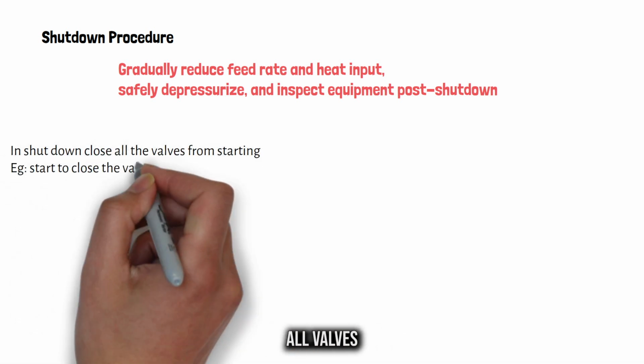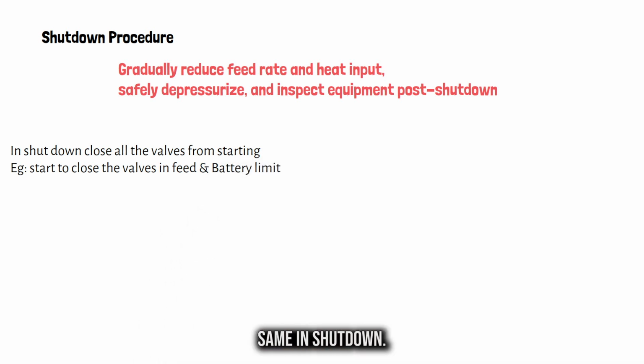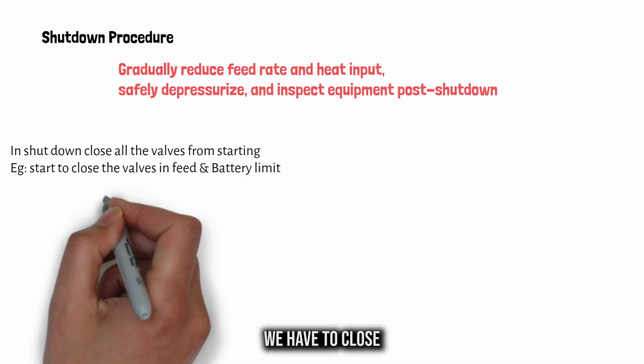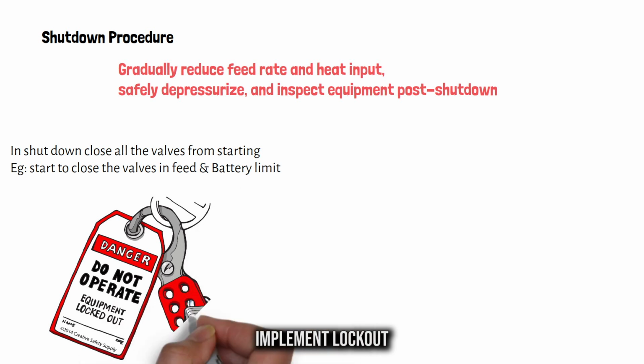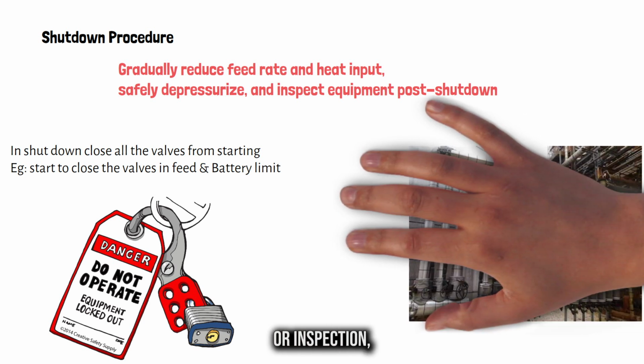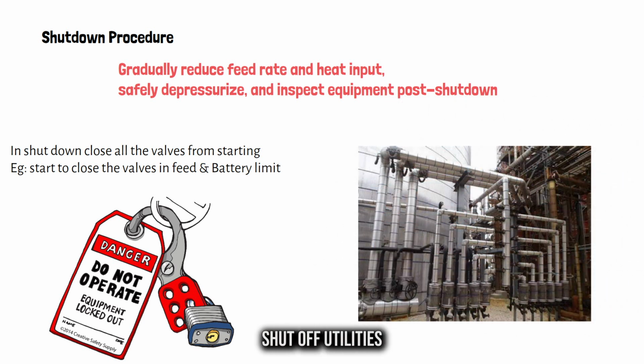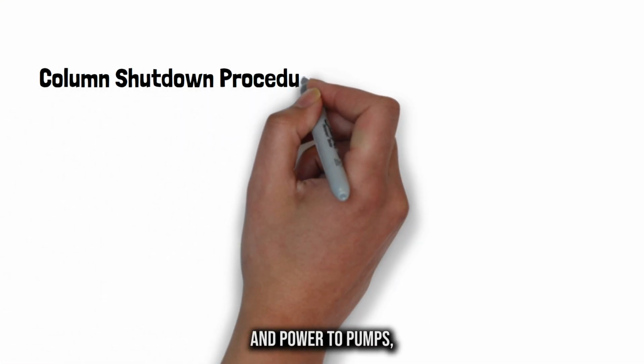How we line up all valves for startup, same in shutdown, we have to close all the valves from the start. Lockout, tagout. Implement lockout, tagout procedures to prevent accidental startup during maintenance or inspection. Shut off utilities. Turn off all remaining utilities, such as cooling water, steam, and power to pumps.